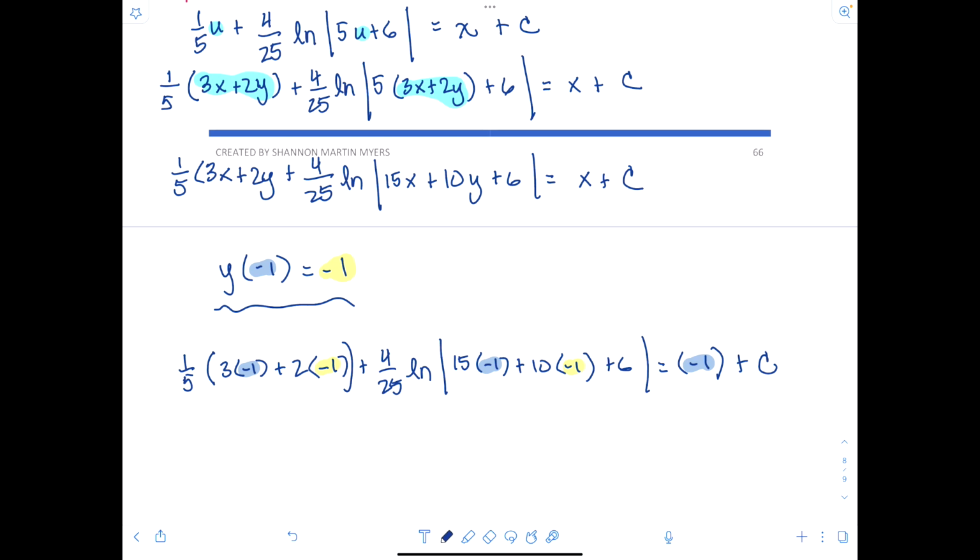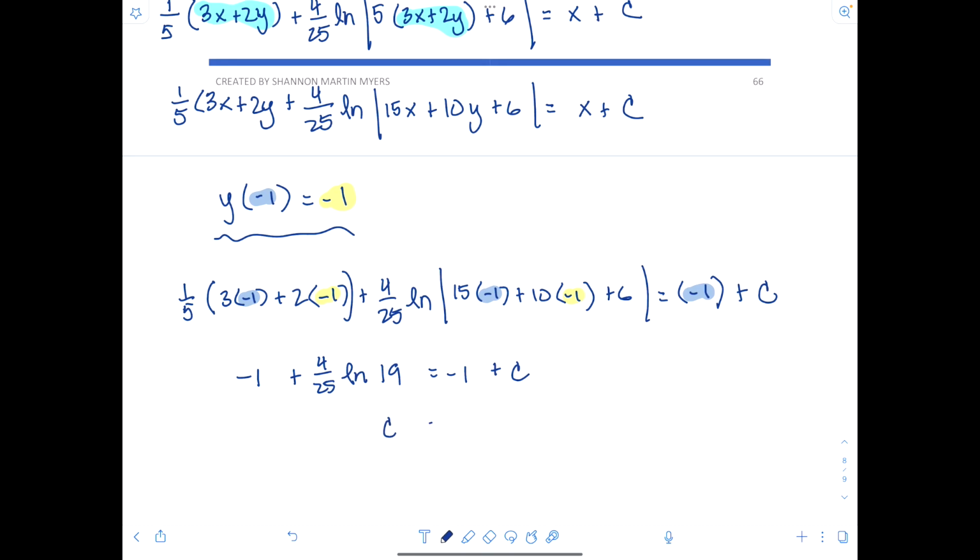So then we will have negative 3 plus negative 2 is negative 5, over 5 is negative 1, plus 4/25 natural log, we would end up getting negative 15 minus 10 is negative 25 plus 6, I believe is negative 19, but the absolute value of that is positive 19, equals negative 1 plus c. The negative 1s zero out, and so c equals 4/25 natural log 19.